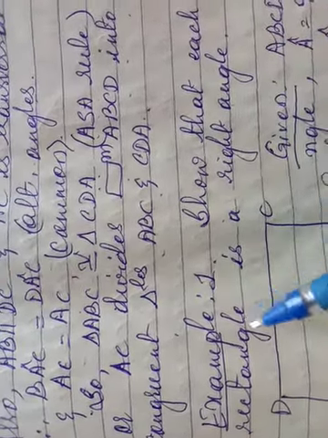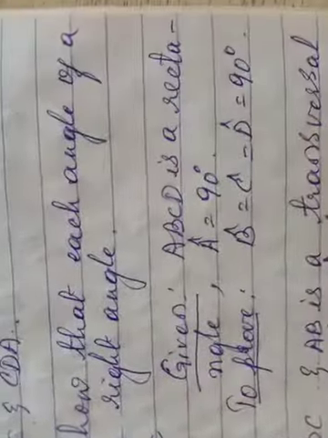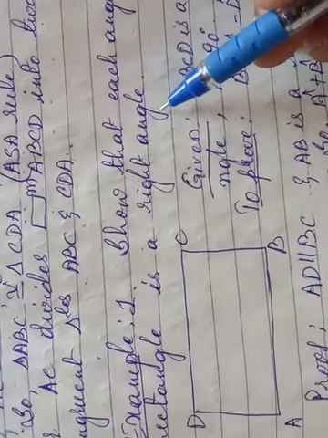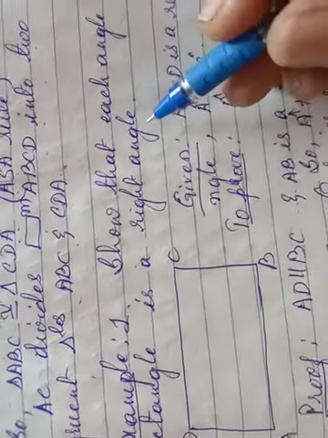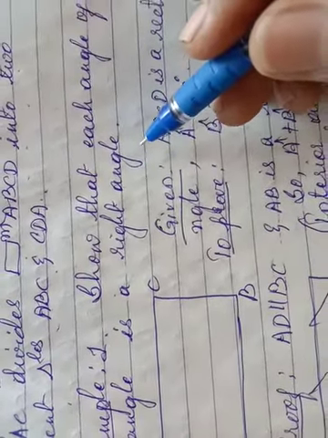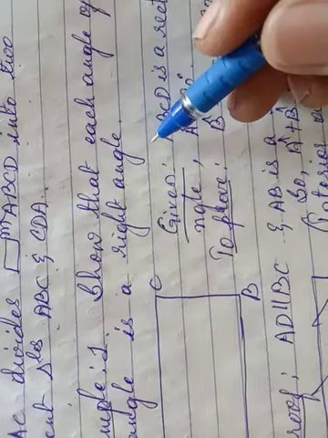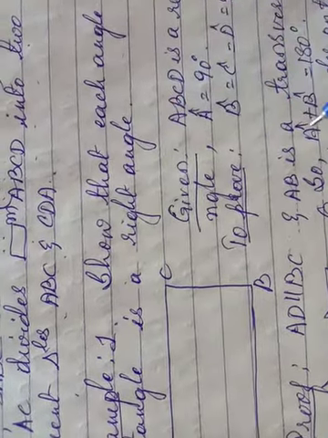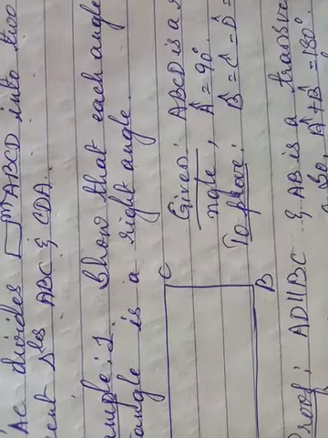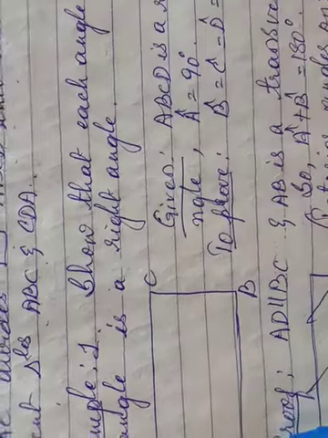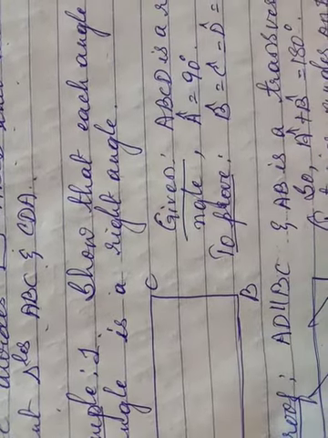Next. Example 1. Show that each angle of a rectangle is a right angle. So we have seen in the properties that each angle of a rectangle is a right angle. If we prove one of the angles is 90 degrees, then we can say that the parallelogram is a rectangle. Okay. Now let us see given. What is given? ABCD is a rectangle. Angle A is equal to 90 degrees.